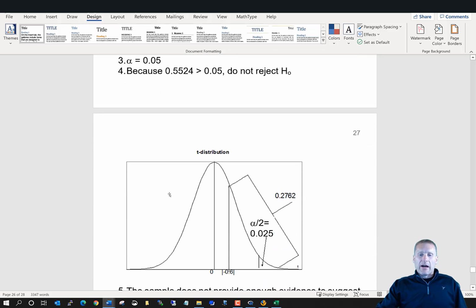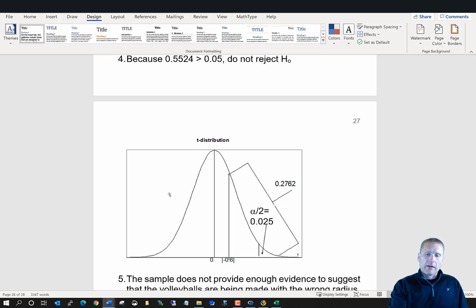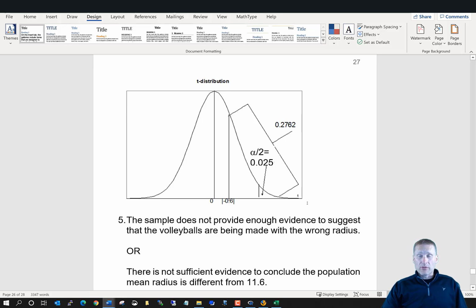So step 3, state your alpha. Step 4, p-value greater than alpha, therefore do not reject H0. And so here's an actual diagram of this. And this diagram actually corresponds to what I was demonstrating towards the beginning of this p-value section. We are comparing how far out this observed test statistic is relative to the distribution. And to do that, we can find the area to the right of this value. That area is 0.2762.